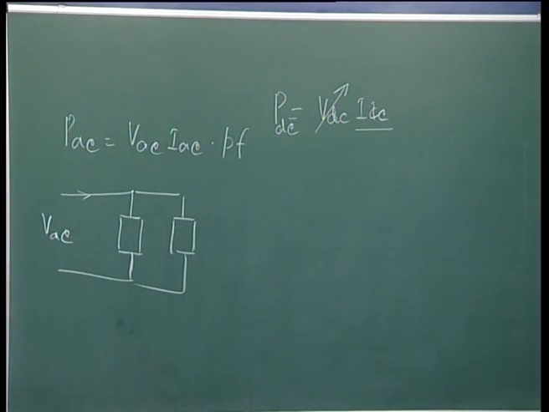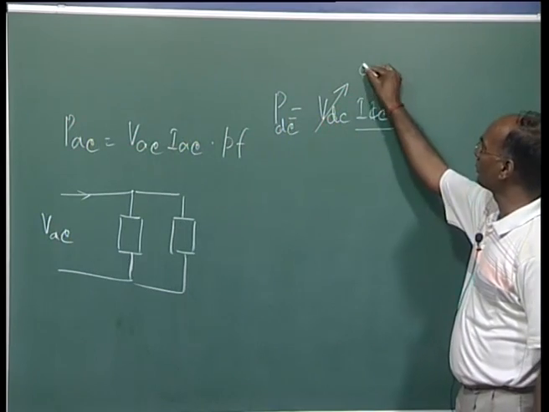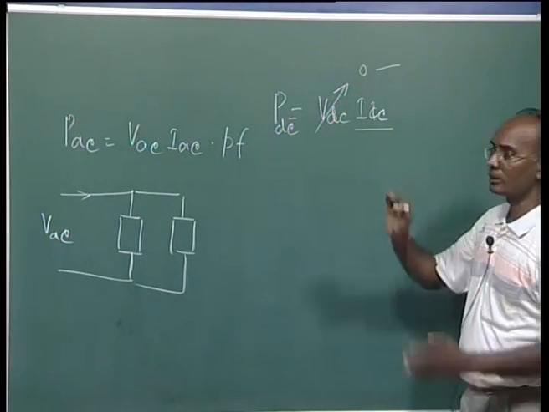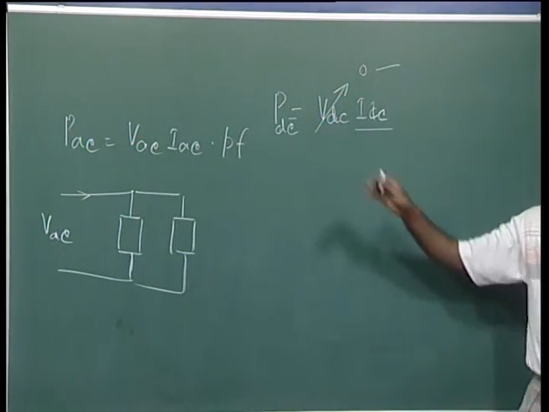More advantageously, we can vary this not just from 0 to a certain value, but in both directions, meaning it can be negative also. So the flow of power can be changed from one direction to another direction as well.